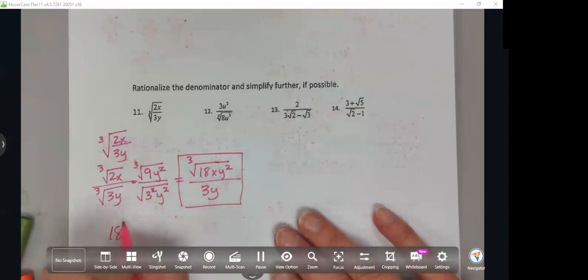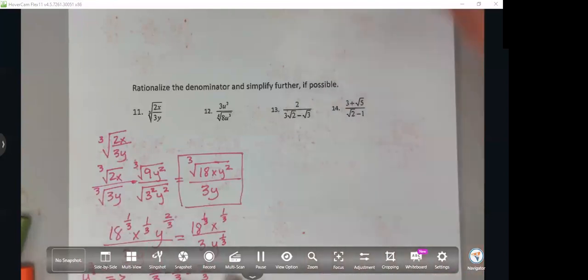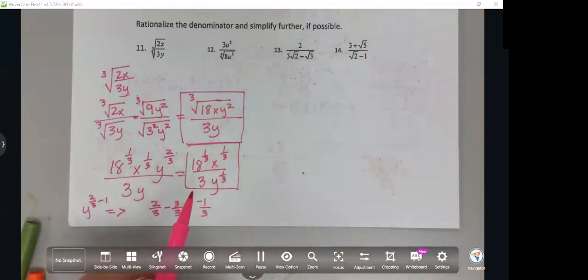So if this was 18 to the 1/3, x to the 1/3, y to the 2/3 over 3y, I would need to reduce that. Not 18 or 6, 18 to the 1/3, because I can't do that because those are not the same. X to the 1/3, and then 3y to the 1/3, because that would be a negative exponent, right? 2/3 minus 3/3, which equals -1. So that would be my y. Y to the 2/3 minus 1. All right. So this is what it would look like in rational exponent form. This is what it would look like in radical form.